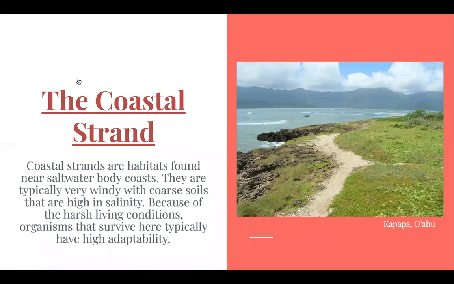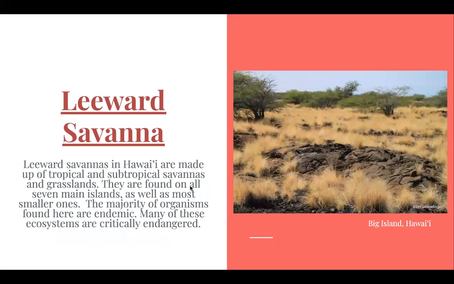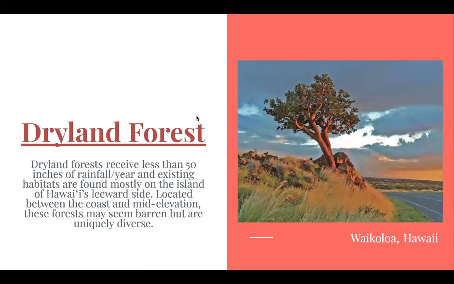So for the coastal strand, there are habitats found near saltwater bodies along the coast, and they're typically very windy with coarse soils that are high in salinity. For leeward savanna, they are made up of tropical and subtropical savannas and grasslands, and they're found on all 7 main islands, as well as most of the smaller ones. For dryland forest, they receive less than 50 inches of rain per year, and existing habitats are found mostly on the island of Hawaii on the leeward side, and they are usually located between coast and mid-elevations.